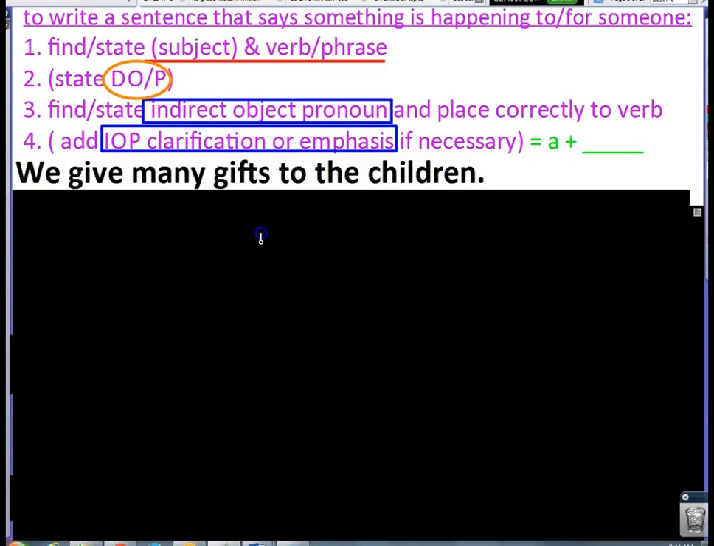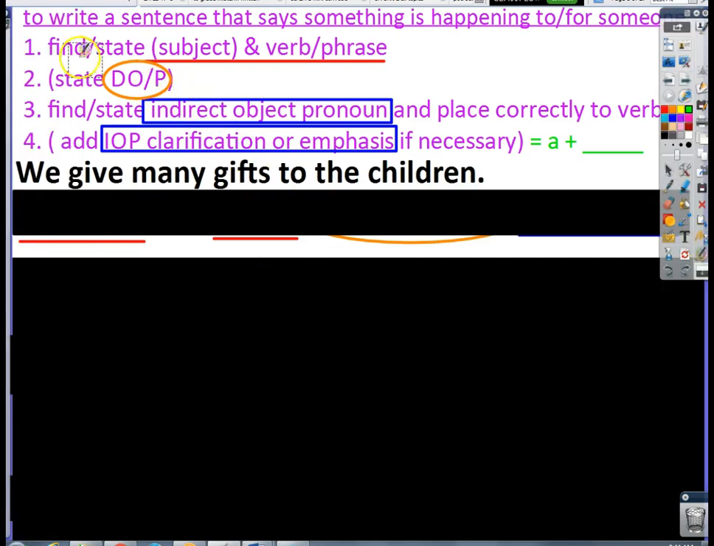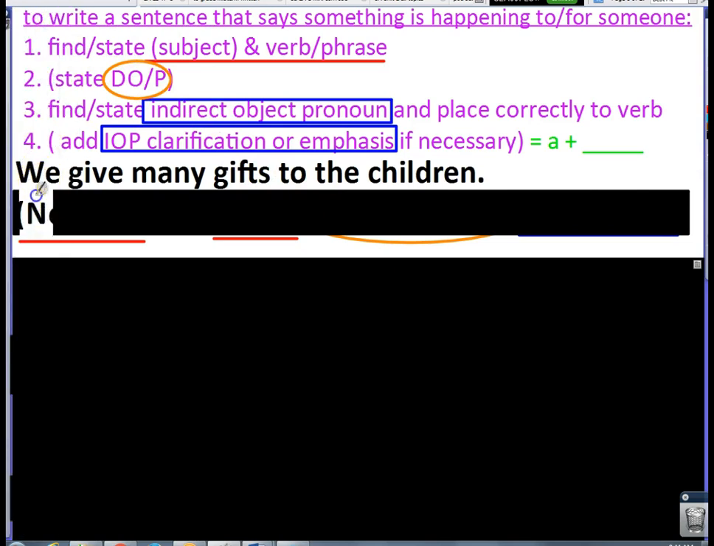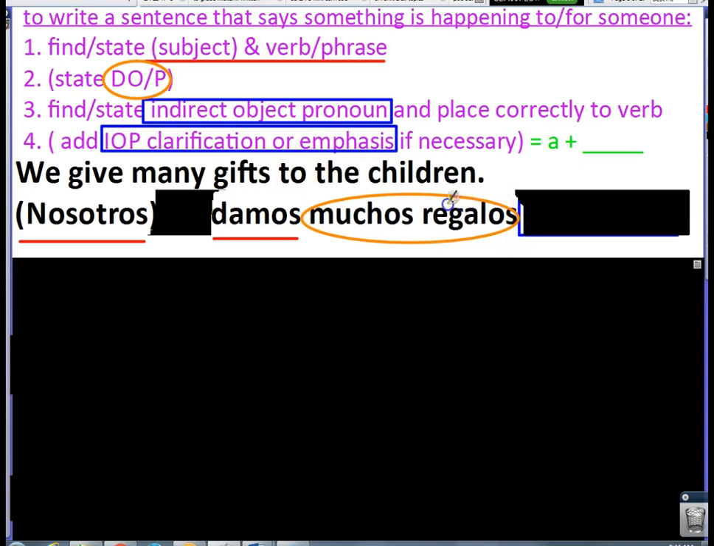Okay, let's practice. We give many gifts to the children. First thing I want to do is find and state my subject. So we, of course we don't have to state it, but we can. And then give. Then state the direct object, who or what's being given, gifts, many gifts, so I'm going to state that, muchos regalos. And then step 3, find or state the indirect object pronoun, because if anything's being done to or for someone, we must have an IOP.